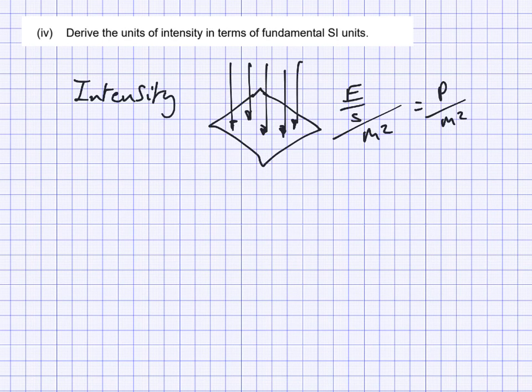Okay, so let's look at the SI units. So we're going to call this intensity. Intensity is power per meter squared. And of course, power is energy per second. And energy is in joules. So let's put it in joules per second per meters squared.